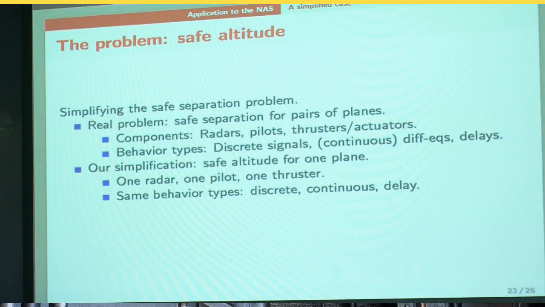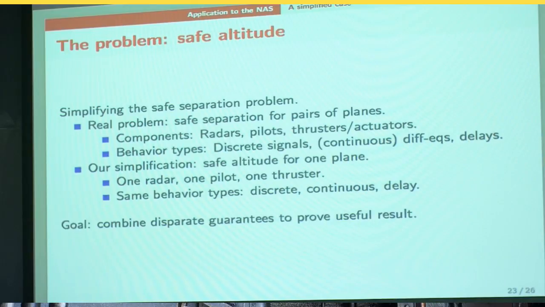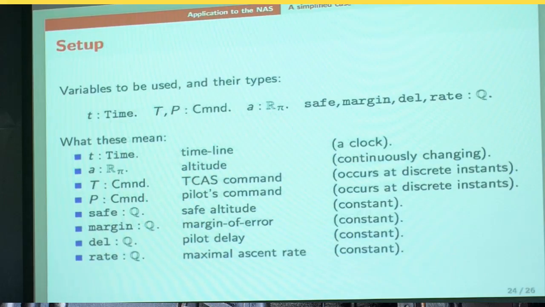So we just have one plane trying to achieve a safe altitude, which doesn't sound very hard, but we have one radar, one pilot, one thruster, and we're going to be using the same behavior types as up here: discrete signals that come at stochastic moments, continuous differential equations, and delay, to show that we can understand behaviors over time. And let's try to prove something.